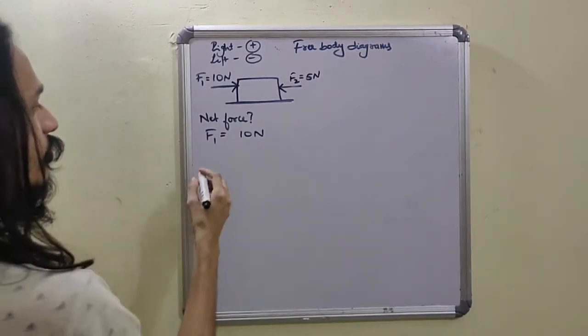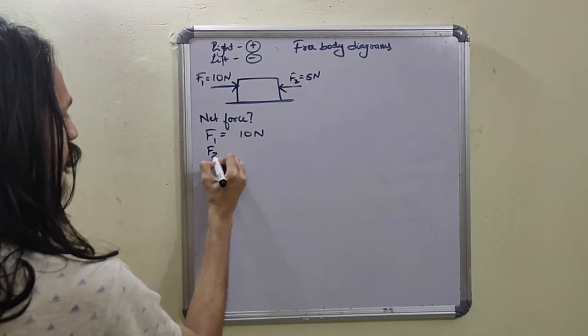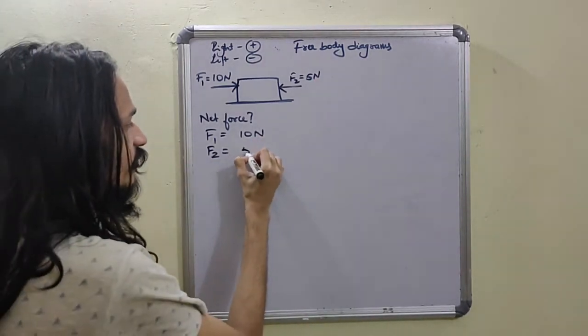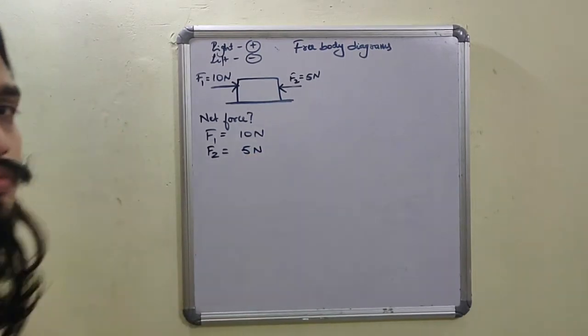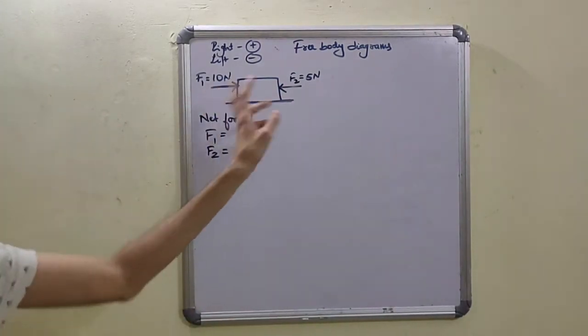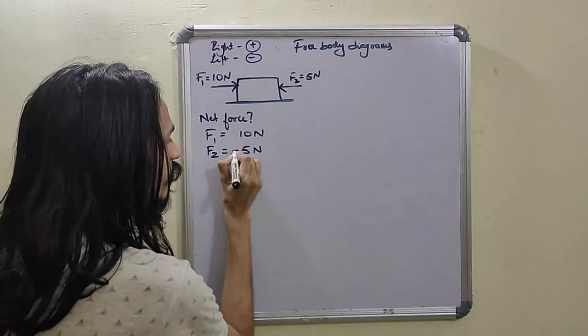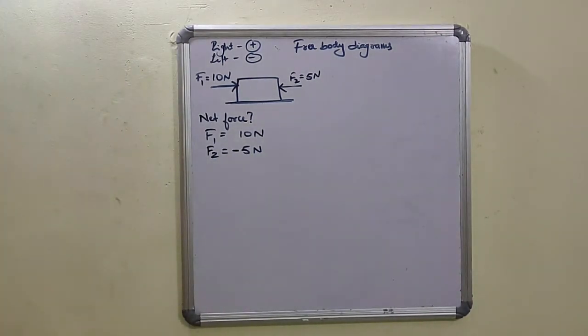Now I'll come to the next one, F2. It is 5 newtons. But the direction is opposite, it is left, which is a negative. So I write minus 5 newtons.